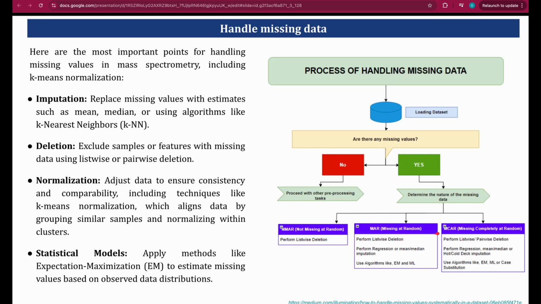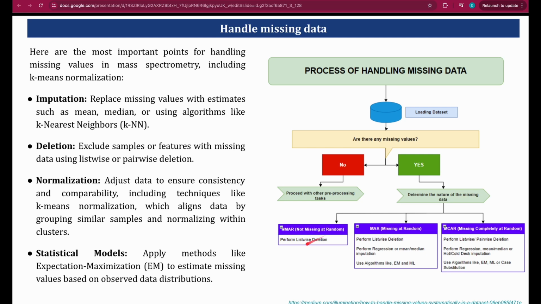If it is missing at random, you will perform list wise deletion, perform regression or mean median imputation, or use algorithms. These are some algorithms which you can use, machine learning or expectation maximization. And for missing completely at random, then also you can perform list wise or pair wise deletion. You can perform regression, median or mean imputations, and similar algorithms can be performed.